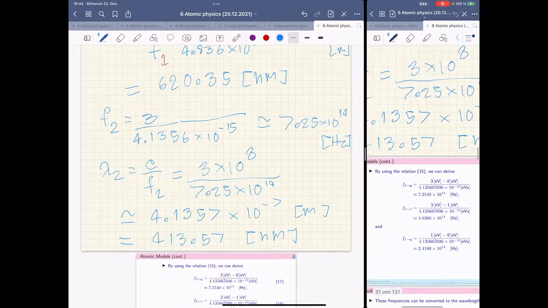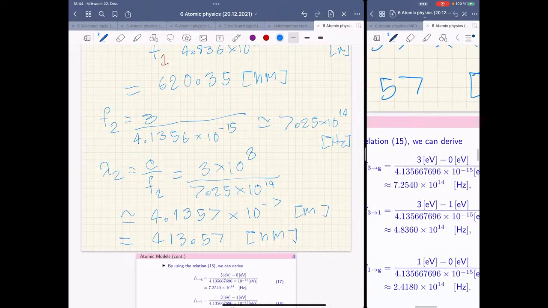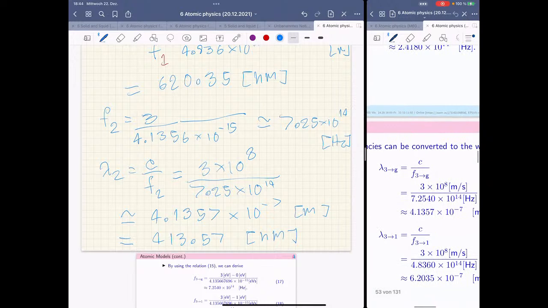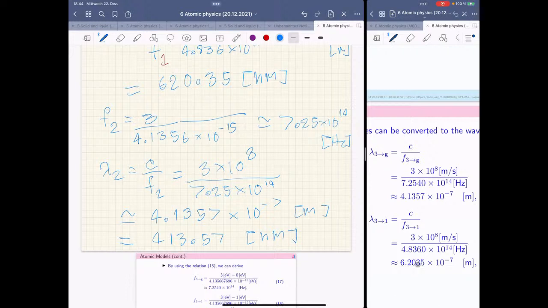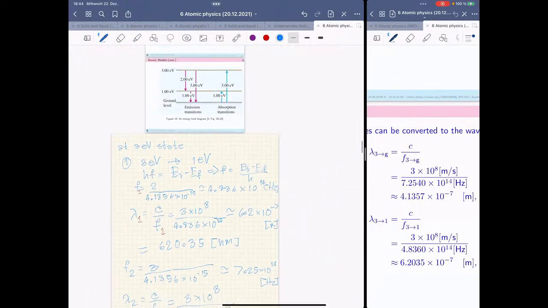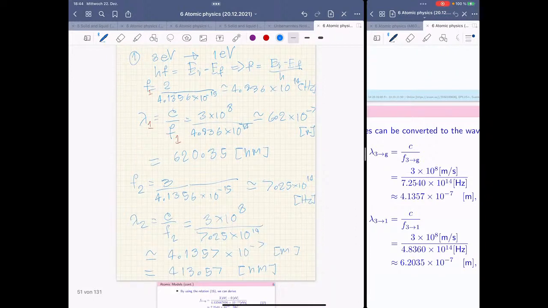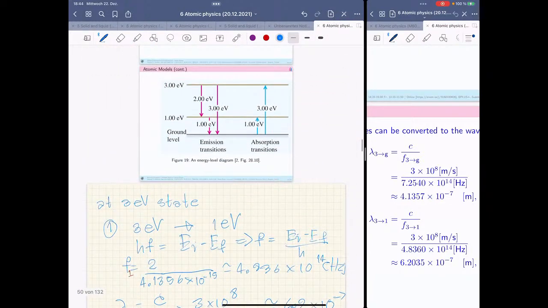Let's check whether it's correct. 7.254, and the wavelength is 413.57 nanometer, and 3 to 1 is 620.35. It's all correct. And that's the light from the 3 eV state. Now let's move to the lights for the 1 eV state.